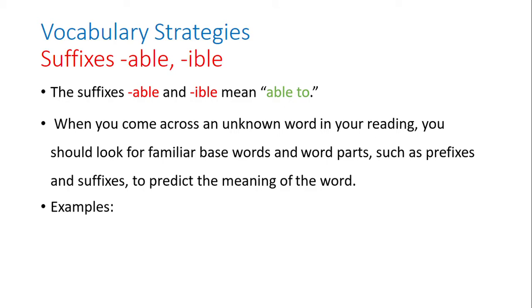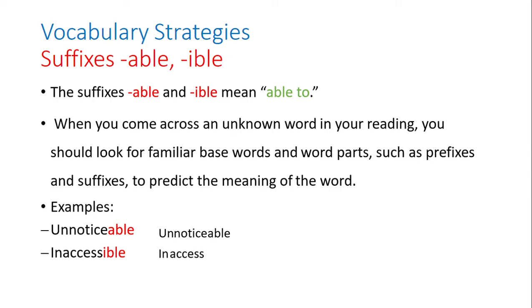For example, guys, we have the word unnoticeable. When we want to look for the base word and the word parts, we come up with this: unnoticeable, unnotice, and the suffix able. Another example, guys, inaccessible: inaccess, and the suffix ible, inaccessible.